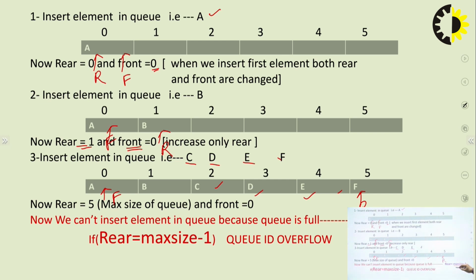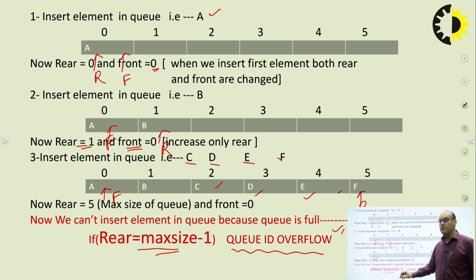With the help of this expression: rear is equal to max size minus 1. If rear is equal to max size minus 1, then it means overflow condition, and it will be printed. So Q is overflow. If rear is equal to max minus 1, overflow will be printed.